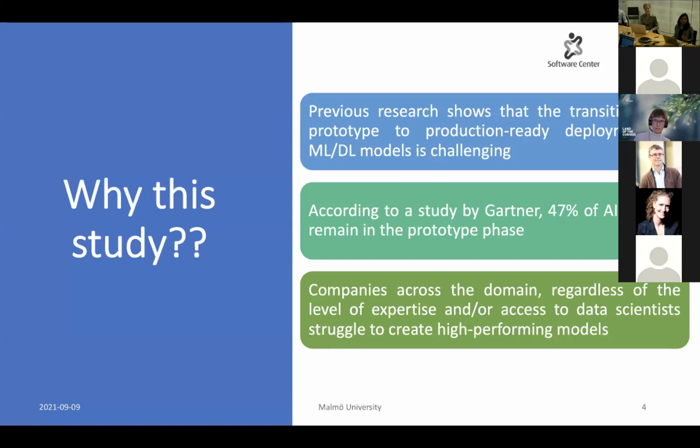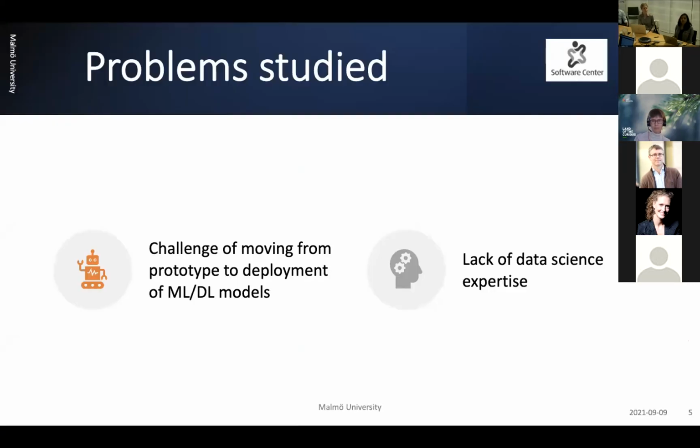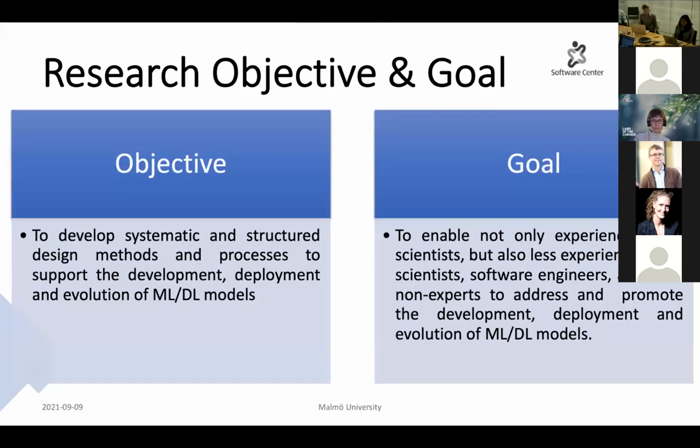One more thing we noticed is that companies across domains, regardless of the level of expertise, whether they are experienced, less experienced, or non-experts in data science, everybody struggles a lot to create high-performing models. So we studied two problems. One is how to tackle the challenge of moving from prototype to production-quality deployment of machine learning and deep learning models. The second one is the lack of data science expertise.